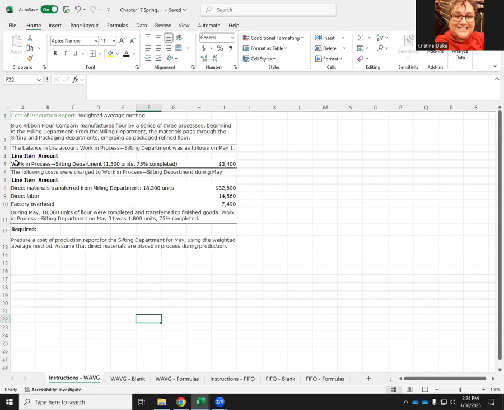Okay. So here we have the shifting department. They have 1,500 units, 75% completed. The total dollar is 3,400. And then we added this during the period, which was 18,000 units. Work in process left is 1,800 units.